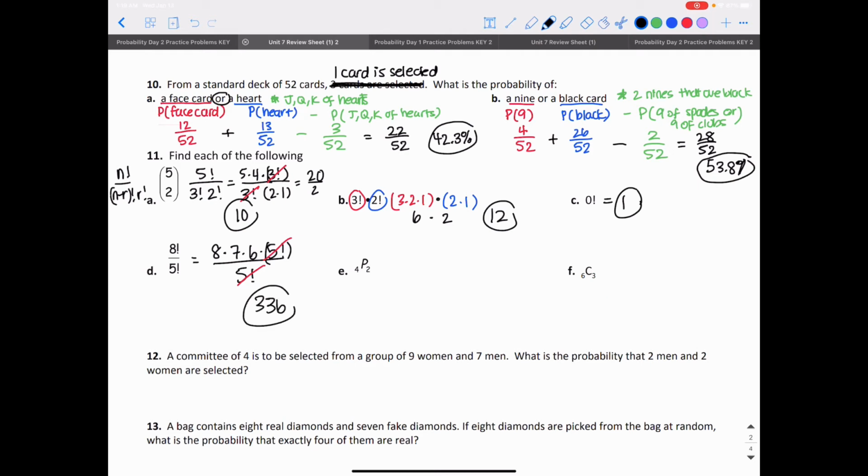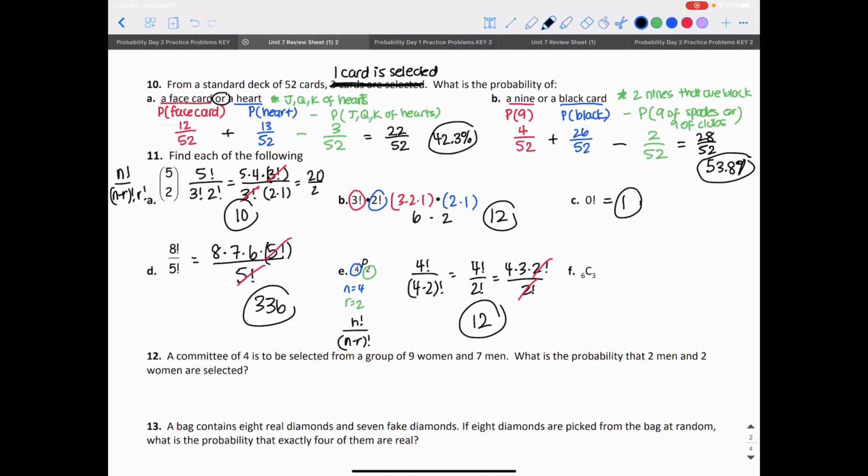For E, I'm doing 4P2. So n is 4 and r is 2. Then I'm going to plug those into my formula for P, which is n factorial over n minus r factorial. So I'm going to have 4 factorial all over 4 minus 2 factorial, which gives me 4 factorial over 2 factorial, which is 4 times 3 times 2 factorial over 2 factorial. I'm going to cancel out the 2 factorials, and I'm left with just 12.